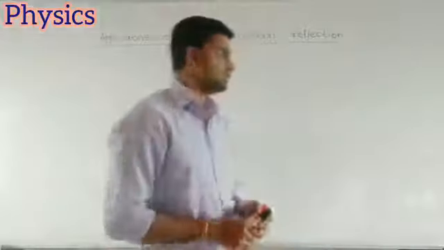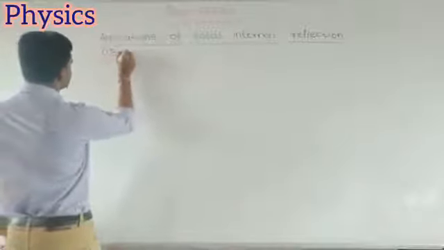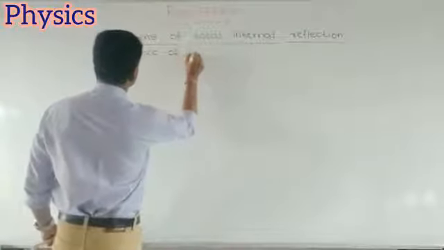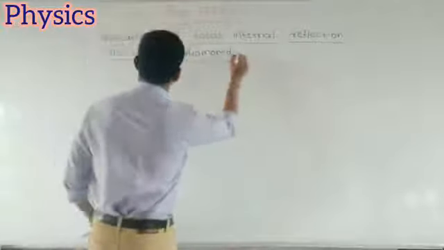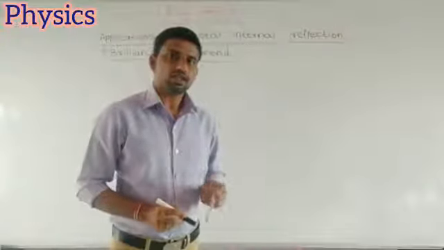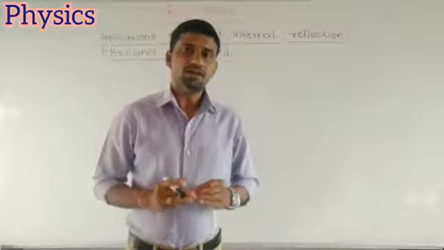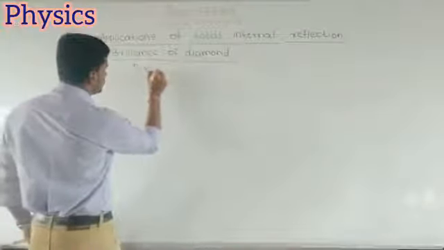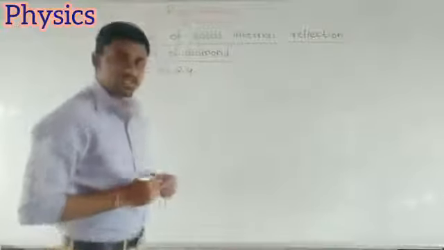The first one is the brilliance of a diamond. The brilliance of a diamond takes place due to total internal reflection. Actually, the diamond has a greater value of refractive index. The refractive index of diamond is 2.4. This is the refractive index of a diamond with respect to air.